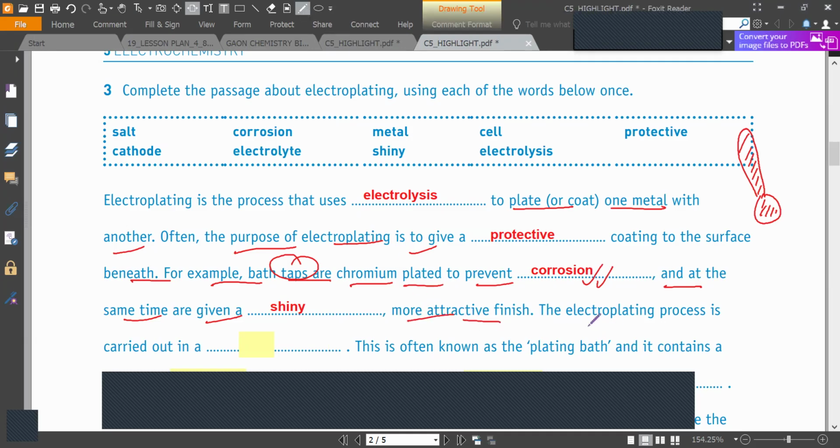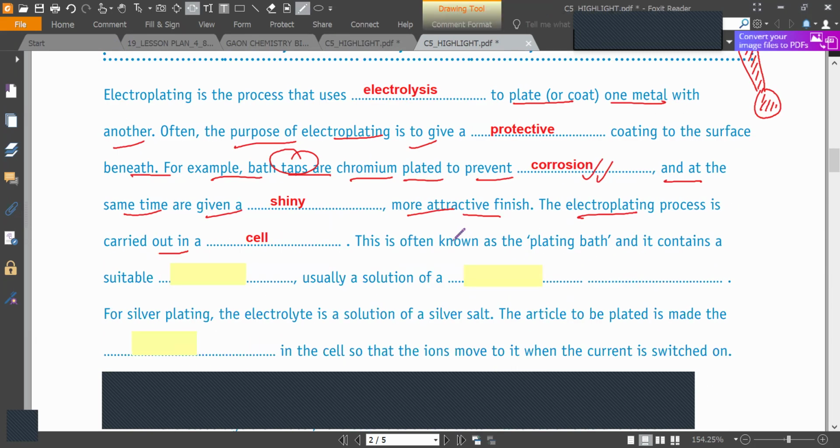So it becomes shiny. The electroplating process is carried out in an electrolysis cell. This is often known as the plating bath, and it contains a suitable electrolyte, usually a solution of a metal salt. It depends: if we want to coat with silver, we will put a silver salt. So this is our setup like this.